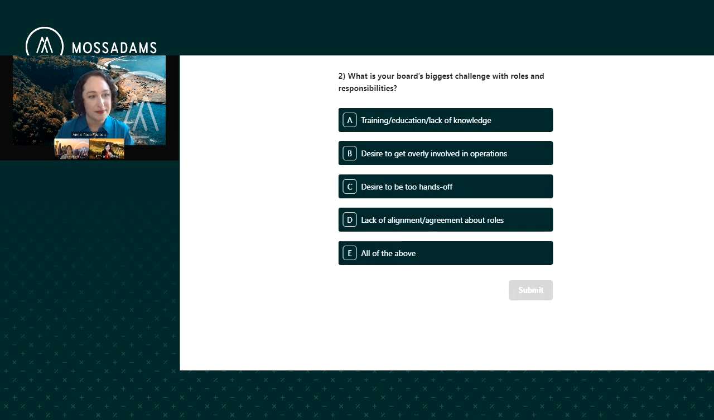All right, great. Yes, polling question number 2. What is your board's biggest challenge with roles and responsibilities? A, training or education or lack of knowledge. B, desire to get overly involved in operations. C, desire to be too hands-off. D, lack of alignment or agreement about roles. E, all of the above.